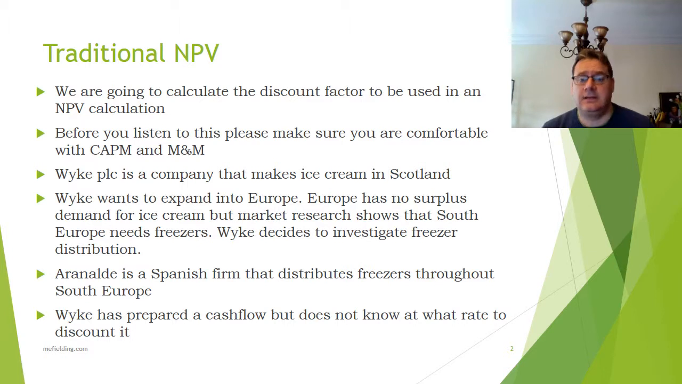So Arinaldi has an equity beta that reflects the market risk of being in the business of distributing freezers in South Europe, and also reflects the gearing risk of Arinaldi. Now, Wyke needs an equity beta that reflects the business risk of distributing freezers in South Europe, but it also needs to reflect the gearing of Wyke's own business. Just say that to yourself out loud so that you get it clear in your mind.